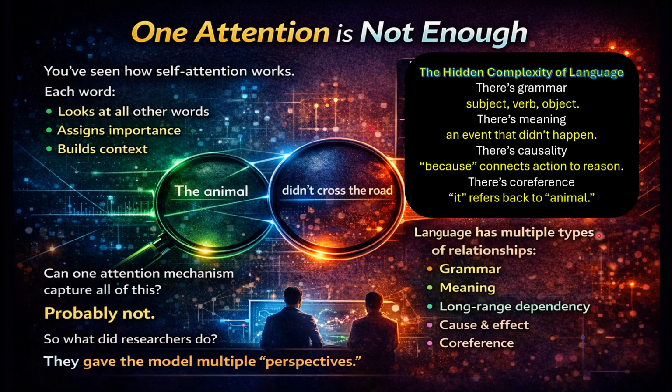Language is messy. It's layered. It carries grammar, meaning, emotion, intent, long-range connections, cause and effect relationships, and references that stretch across entire paragraphs. When you read a sentence, you're not tracking just one type of relationship. Instead, you're unconsciously tracking many. So here's the real question. Can a single attention mechanism, one mathematical perspective, truly capture all those different relationships at the same time? Probably not. And that realization led to something brilliant.